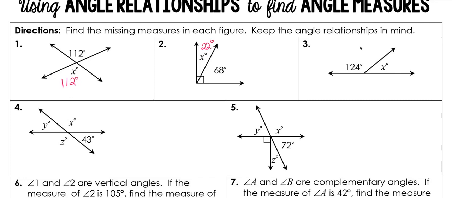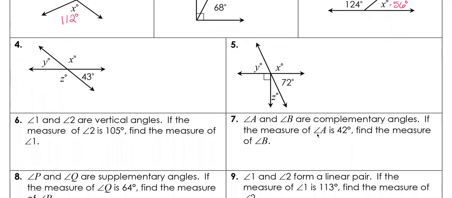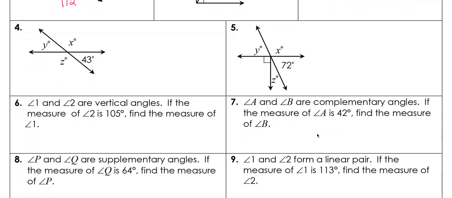3, those are supplementary angles. It's a linear pair as well. So because they're supplementary, they're 180 degrees, so 180 minus 124 gives you 56 degrees. Now when we start going further on, it's asking you to think a little bit more on what you're looking at, right? So let's look at number 5. We're going to skip number 4 and go to 5.